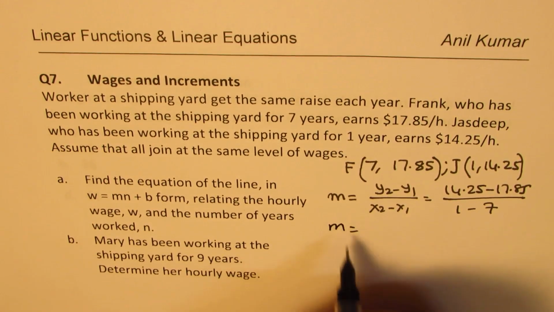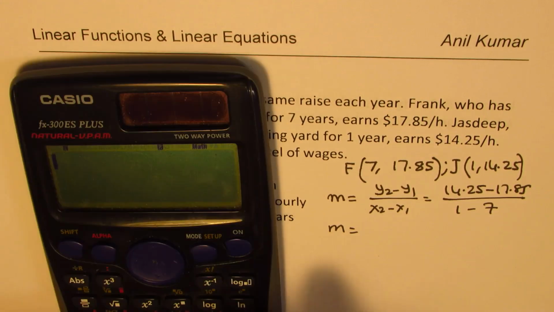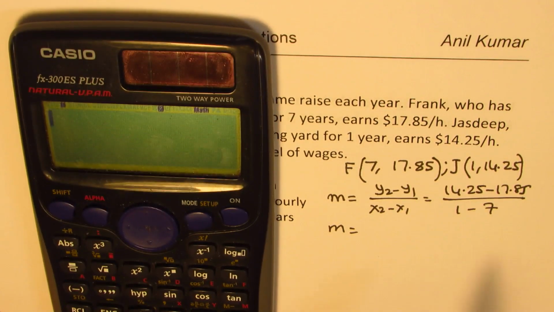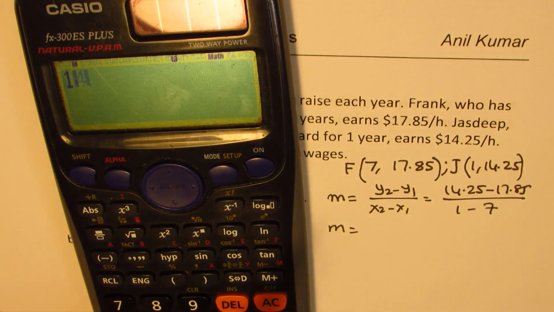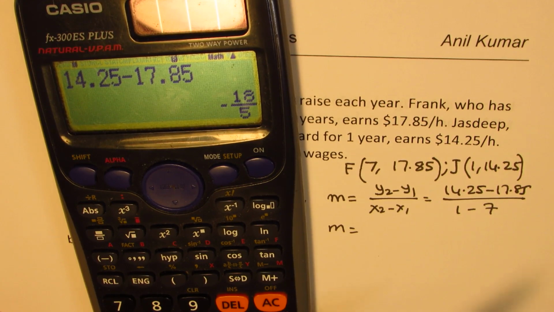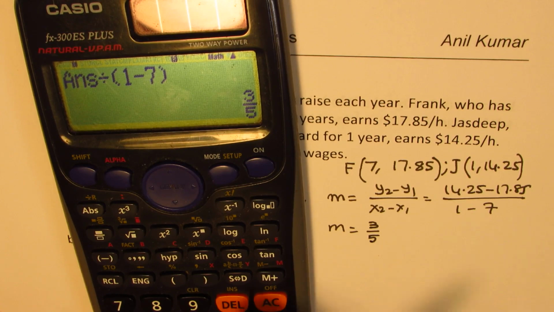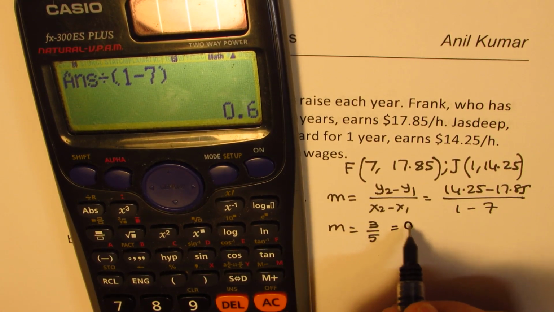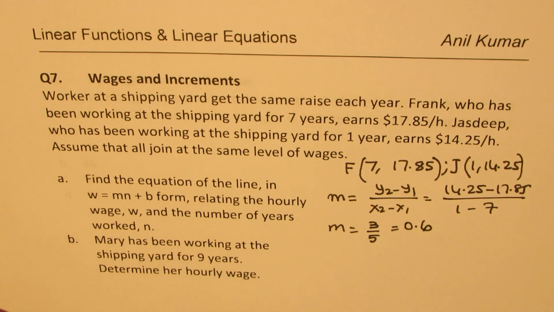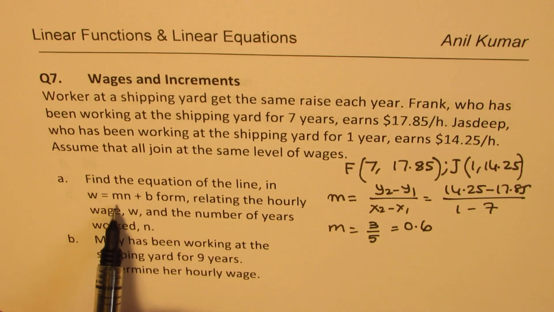And now we'll use the calculator to find m. Perfect. So that is a negative number here, but this denominator is also negative. So we get a positive answer, right? So we get 14.25 minus 17.85, which is a negative number, divided by, within brackets, 1 minus 7, right? So that will be negative 6. And so we get our answer as 3 over 5. If you want, you can write this as a decimal number of 0.6, right? That is your choice. So anyway, you get the rate. So we got the value of m.